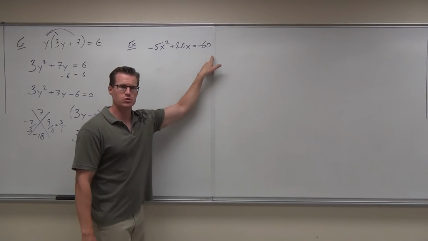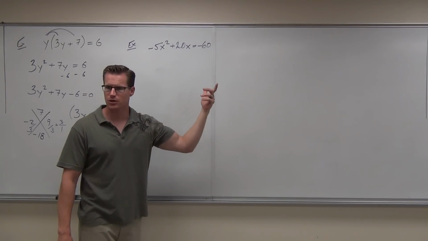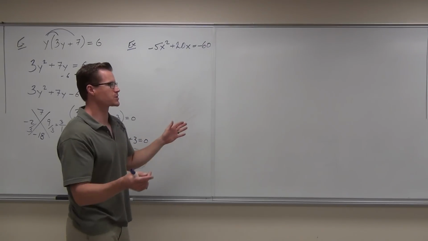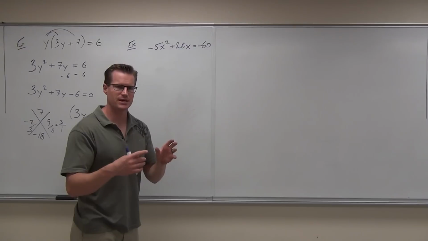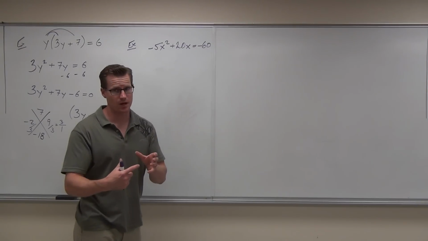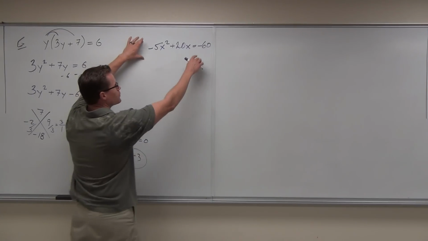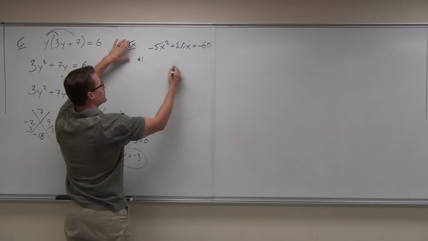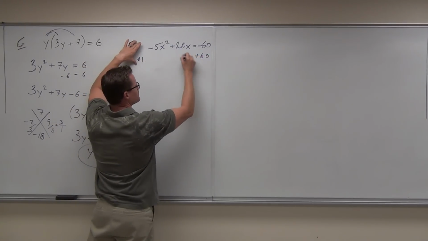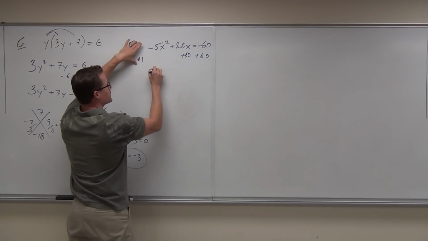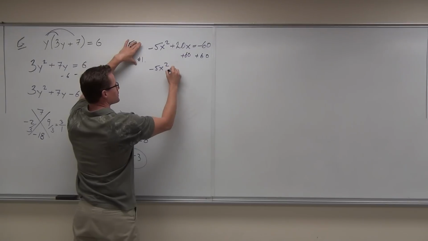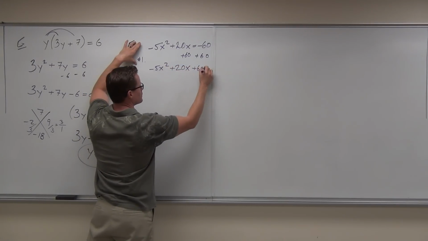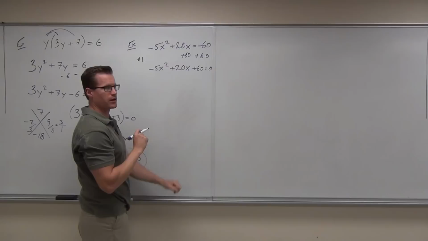Now, could you do it the other way? Yeah, sure. Here's what would happen, okay? Check this out. You have options. I really don't care as long as you maintain the in order first term positive. That's got to be the case. If you wanted to add 60 here, so here's option number 1, we would get negative 5x squared plus 20x plus 60 equals 0. Can you follow that? Yes.